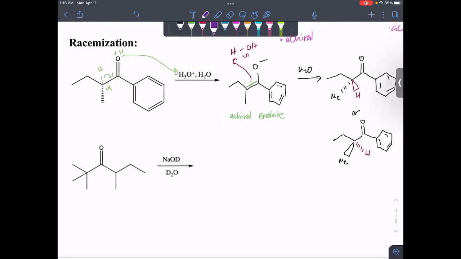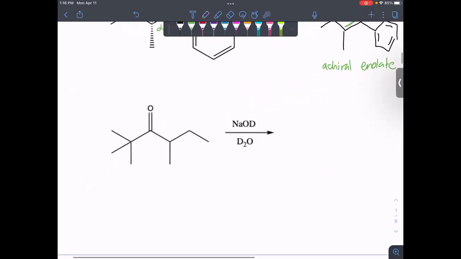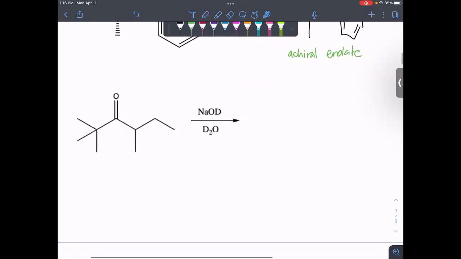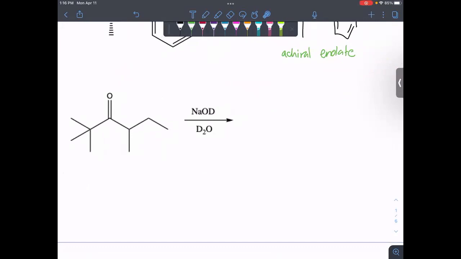Okay, so for this next ketone, we see that there's only one side that has an alpha hydrogen on it. And it's also a chiral center. This carbon is attached to 4 different groups, so it's also going to go through racemization. In this case, it's base catalyzed. We don't really care about the mechanism. All we know is that keto in basic conditions goes to enolate.